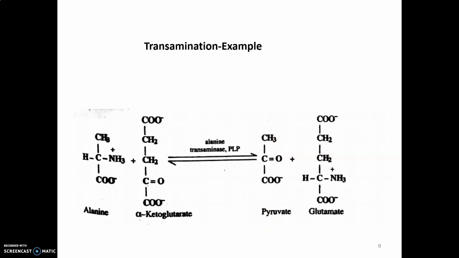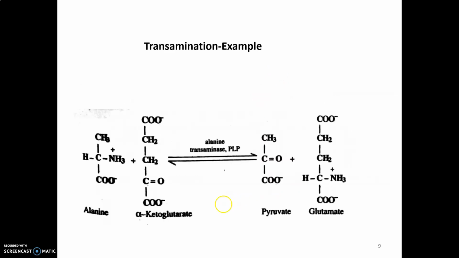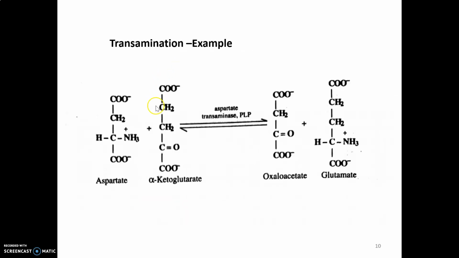Coming to the next example. See, this is aspartate and alpha ketoglutarate. When it undergoes the transamination reaction, it transfers this amino group to here. What you get is glutamate and oxaloacetate, which can enter into the TCA cycle. So remember, these two examples are very important: the first one, alanine undergoing transamination, and the second one, aspartate undergoing transamination. So you should know the definition of transamination and examples for transamination reactions.